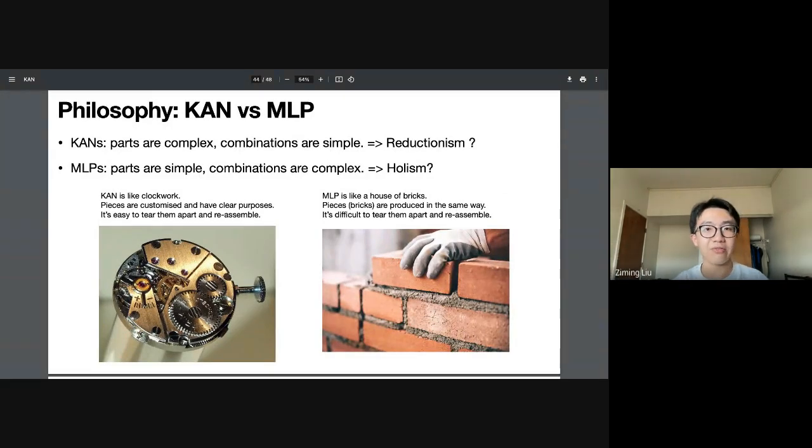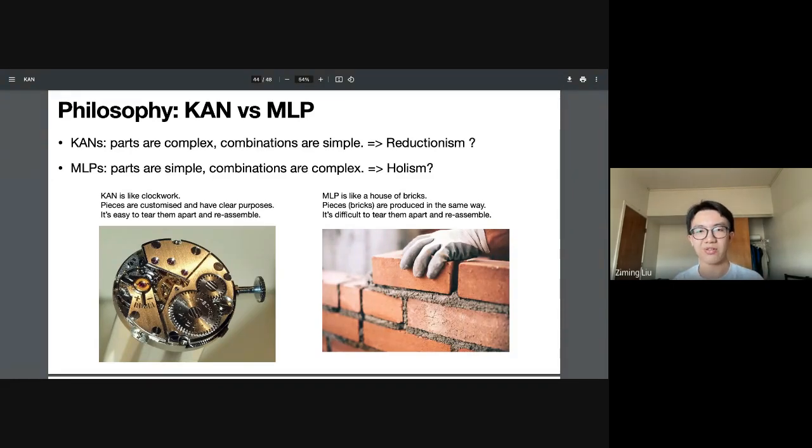From a philosophical level, KAN versus MLP are also a bit different. KAN is like a clock. Inside, the pieces are customized. They have learnable activations, but these pieces in the clock have clear purposes, so it's easy to tear them apart and then reassemble. But MLP is like a house of bricks. These bricks are produced in the same standard way, so it's difficult to tear them apart and reassemble. So the complexity of KANs actually comes from the complexity of individual parts, but the combination rules are simple.